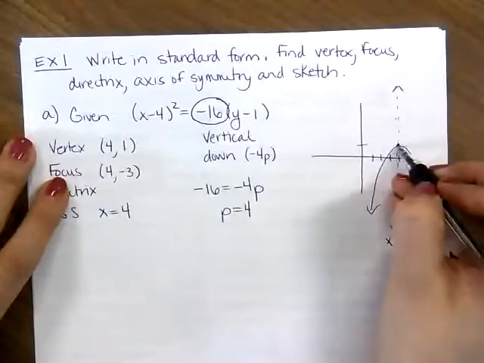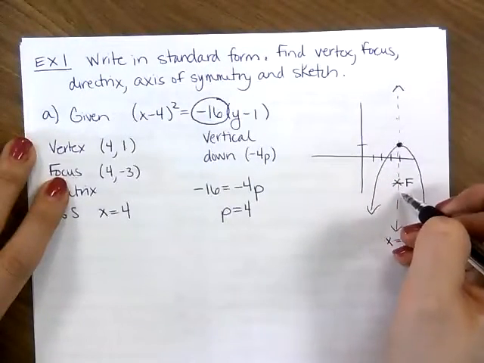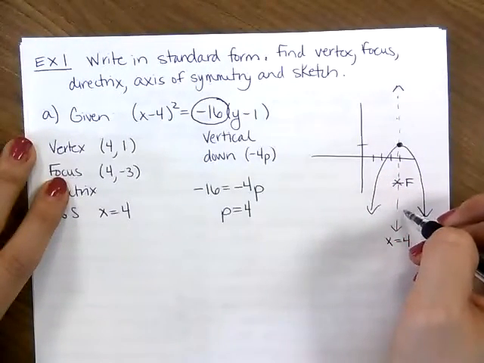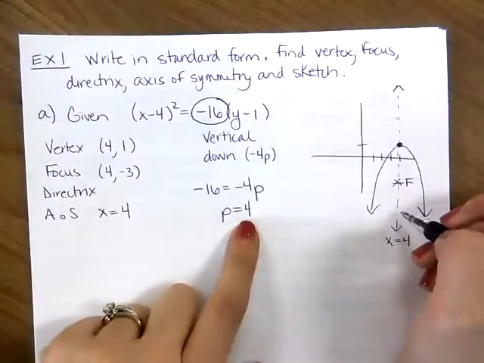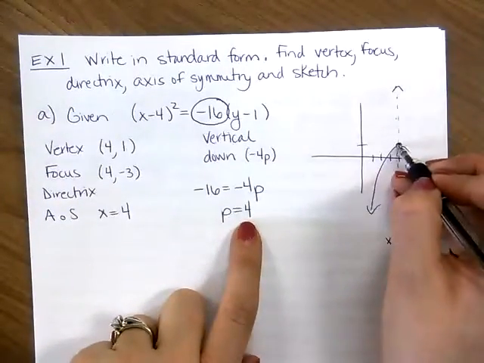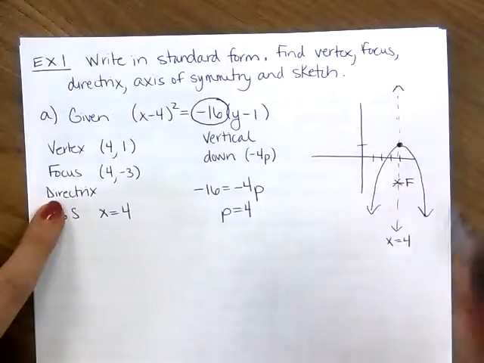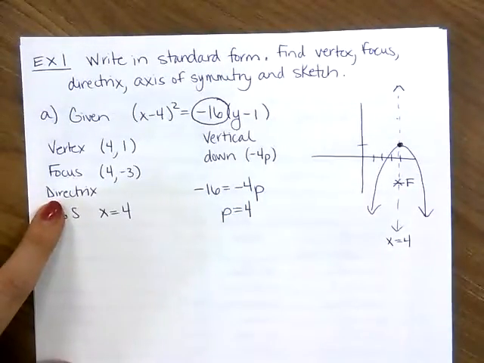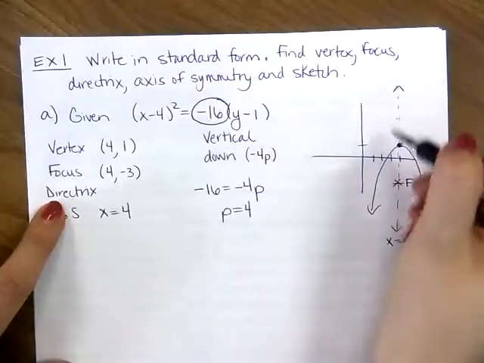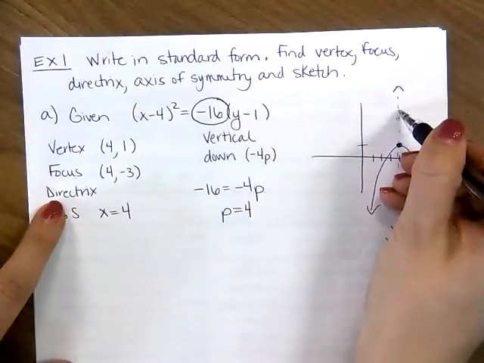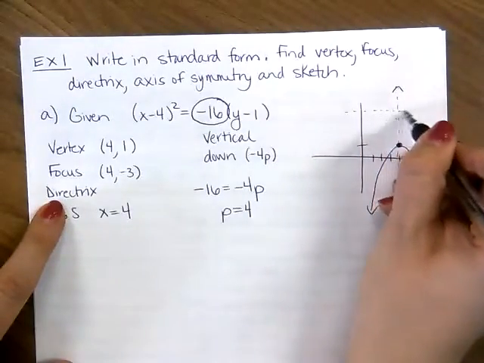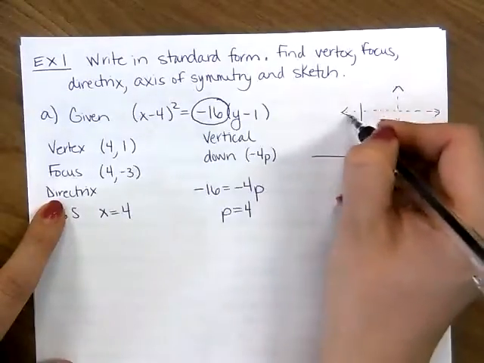I went from the vertex, and I knew that the focus had to be inside the parabola a distance of p. And I know p is 4, so from 1 down 4 would take me to -3. Okay, now the directrix has to go in the opposite direction, away from the parabola, right? So I'm going to count up this time by 4. And when I do that, I have a horizontal line here, right? Because it has to be opposite.